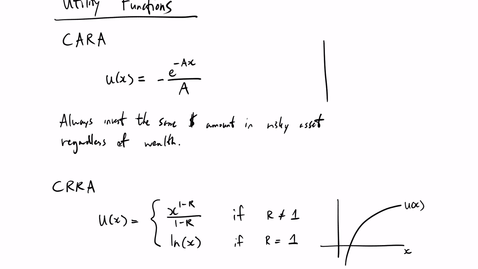What about the CARA utility? The CARA utility has to have the same shape because a concave function is what defines risk aversion. But this number, okay, this is not a very good drawing. So this is how it looks like. If you try to figure it out, this is how it looks like. It's actually always negative, right?